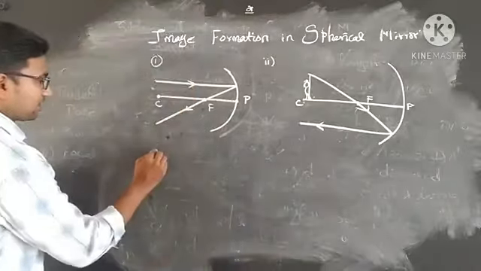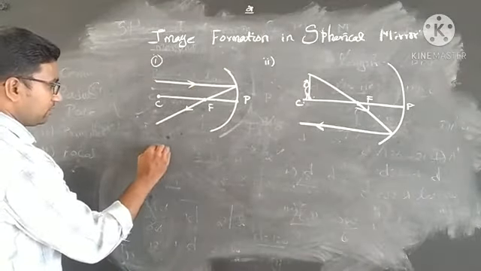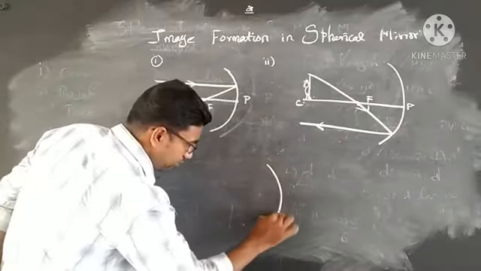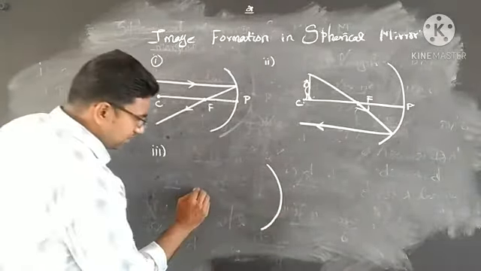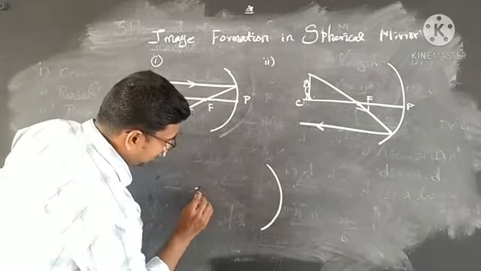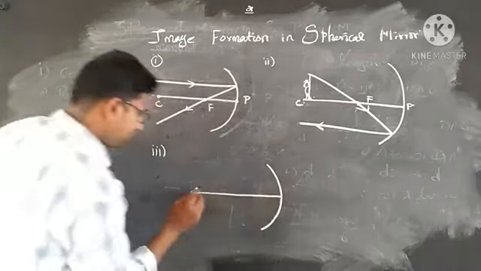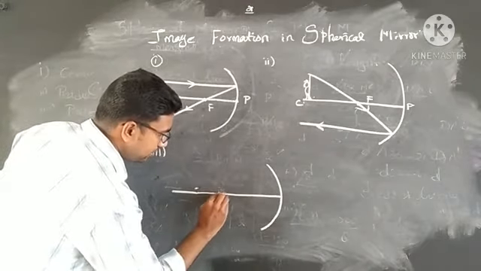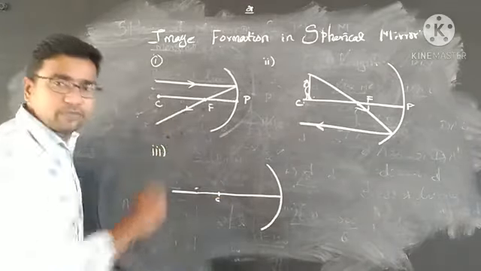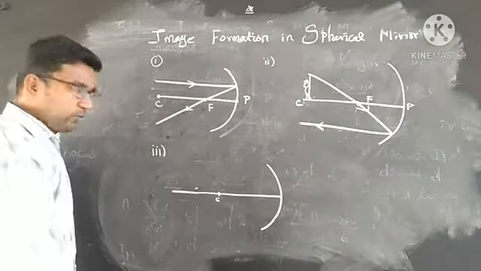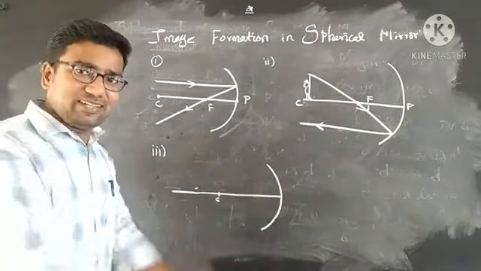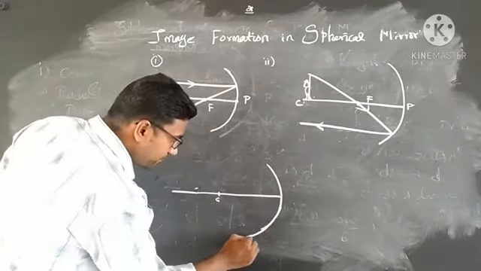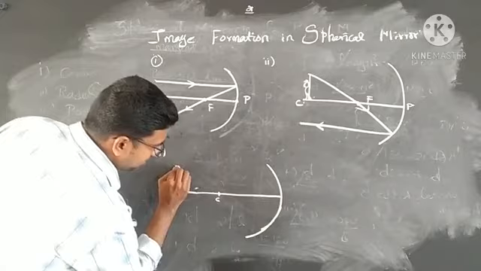And then the third case. Let me take one more concave mirror. The principal axis connects the center of curvature and the pole. Now I am going to pass the incident ray through the center of curvature, like this.